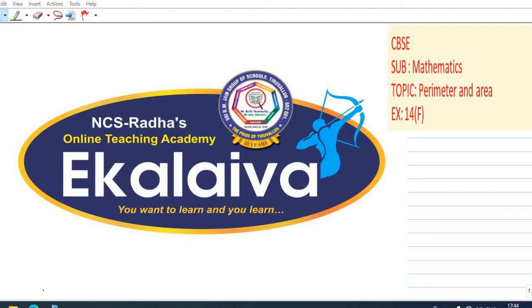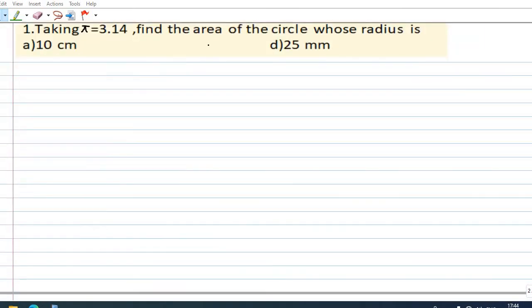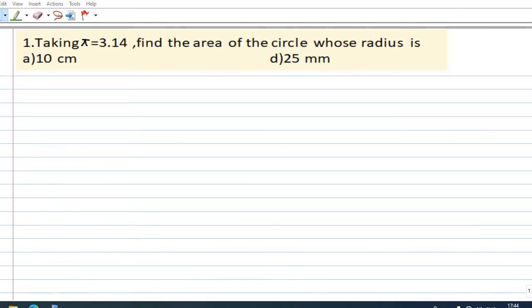Now I am going to discuss exercise 14F. See the first sum. Taking pi is equal to 3.14. The pi value that they have given, we are going to substitute here. So pi is equal to 3.14 and find the area of the circle. I am going to find out the area of a circle whose radius is given. Can you understand what I am trying to say?